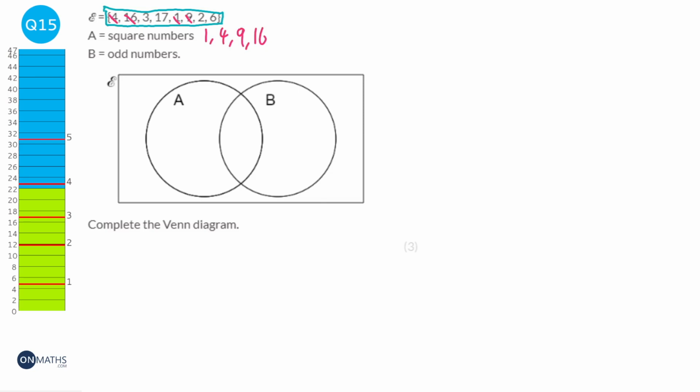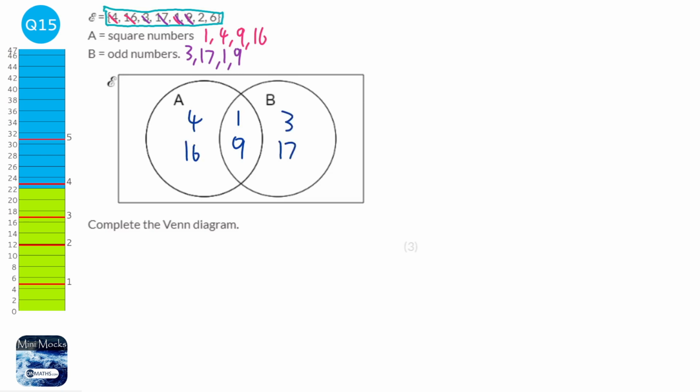So we've got 3, we've got 17, we've got 1, and we've got 9. Now in both the lists we've got the 1 and 9, so that's going to go in the middle. Just the square numbers are 4 and 16, and just the odd numbers are 3 and 17. Now notice we've got the 2 and the 6 there, and those will just be on the outside.